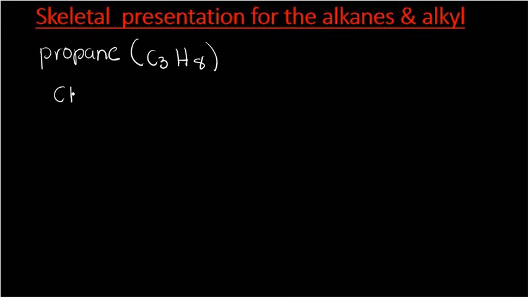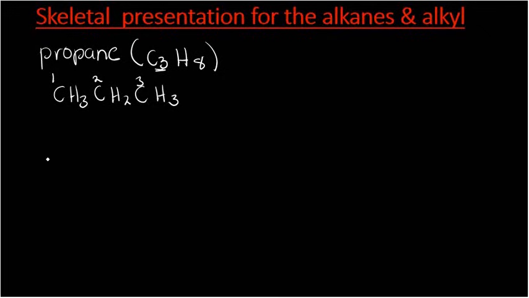Just say C₃, then C₄, then C₃. How many carbons? 1, 2, 3. So there are 3 carbons. That's why I've just said 1, 2, 3. These are 3 what? Carbons, like that.